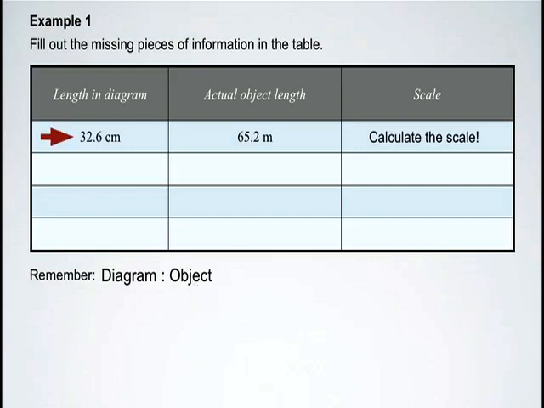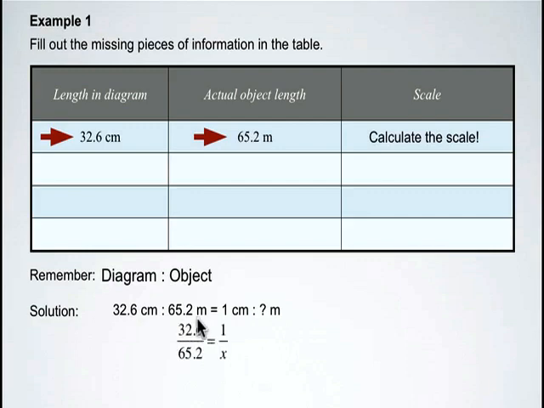The length of the diagram is 32.6 centimeters, and the length of the object is 65.2 meters. So for our solution, we're going to say diagram, or 32.6 centimeters, to object, or 65.2 meters. And this is going to equal 1, because in a scale, the first term is always 1 centimeter to some number of given meters. And what we've done is just match the units from the measurements out of the table.